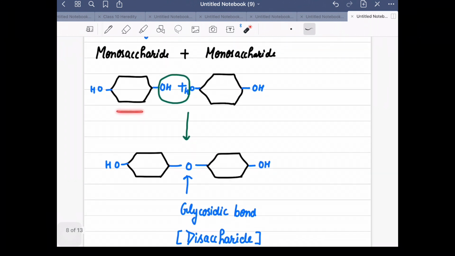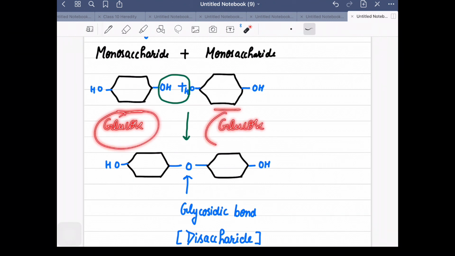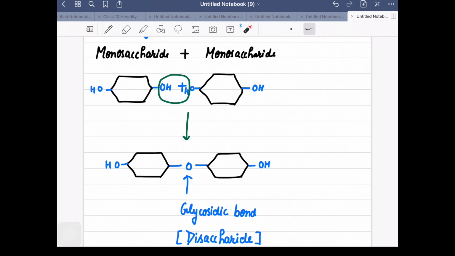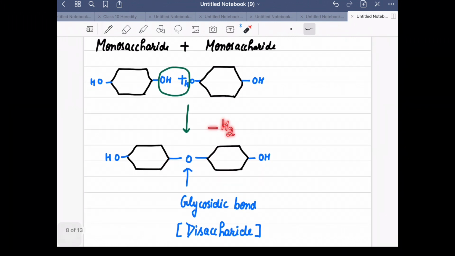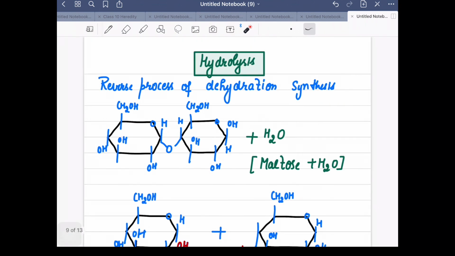So here we are joining two glucose molecules, and the two glucose molecules are joined with the help of a glycosidic bond, and what is removed? Water is removed. This synthesis is known as dehydration synthesis. Is this clear? So there is dehydration synthesis.